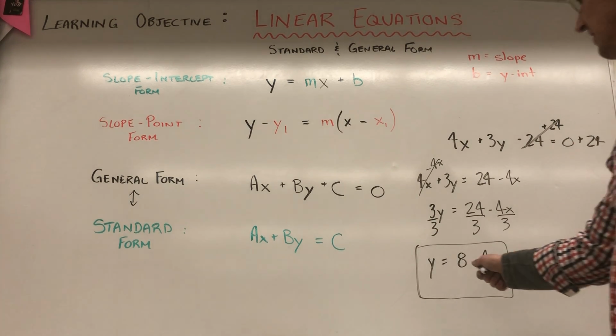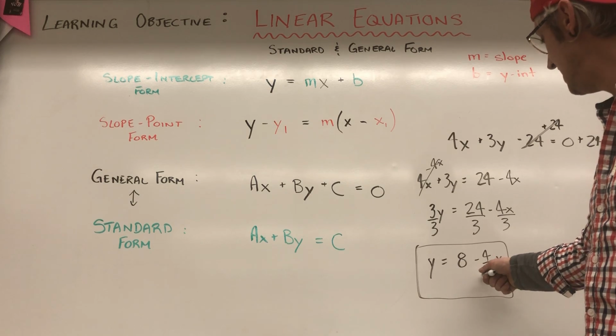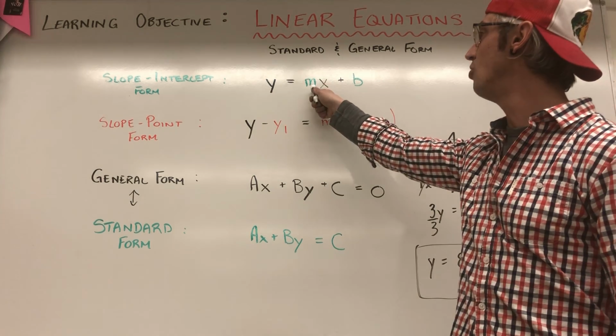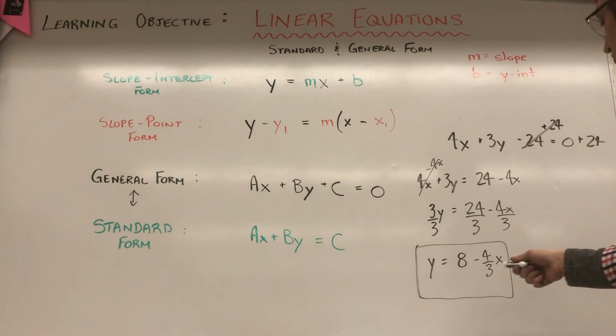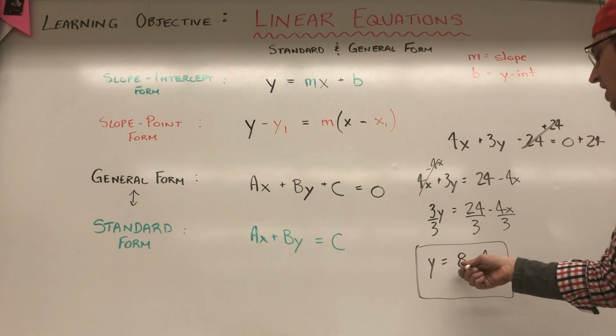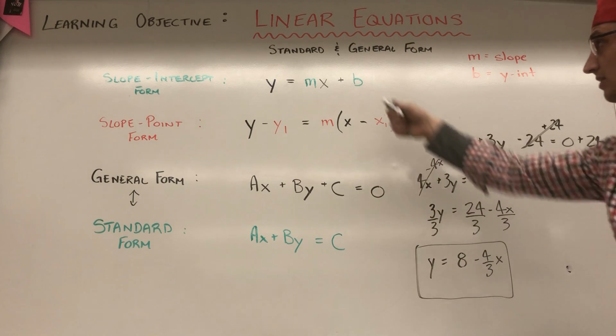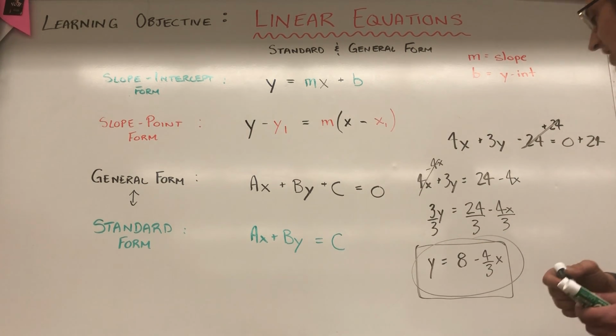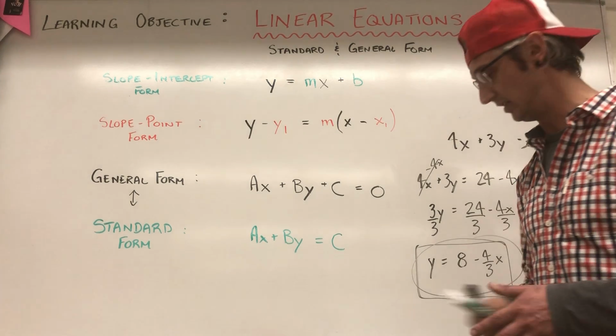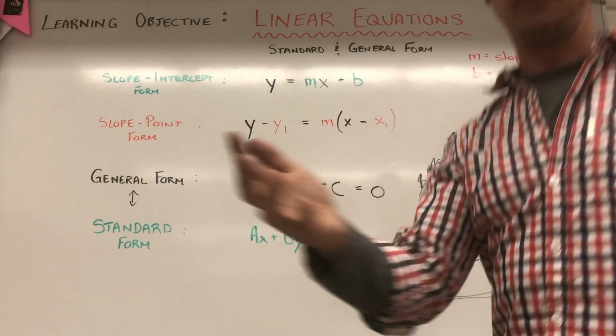My slope is not 8. My slope is negative 4/3, because slope is always married to the x. It's always beside the x, multiplying the x. So my slope is negative 4/3, and my y-intercept is 8 in this one. My b is 8, okay? So we have to be cognizant that it doesn't matter what order it is, you have to be able to identify what is what. Go forth and flourish, my babies.